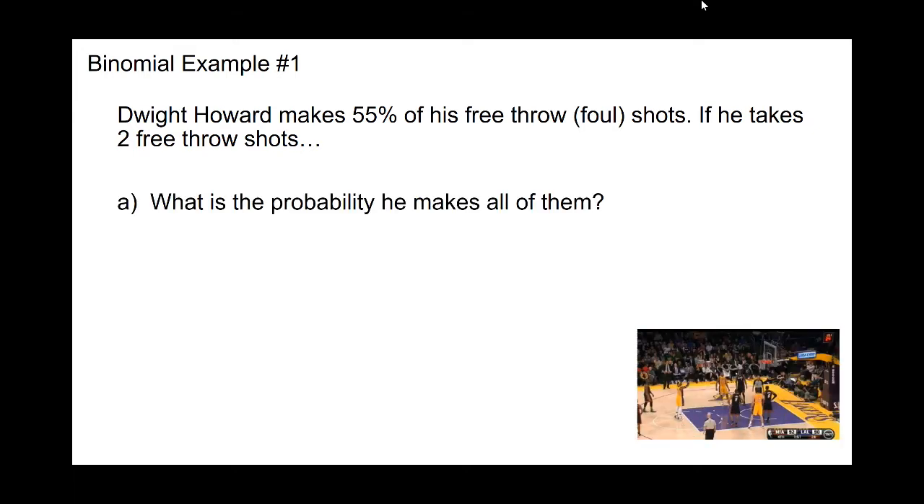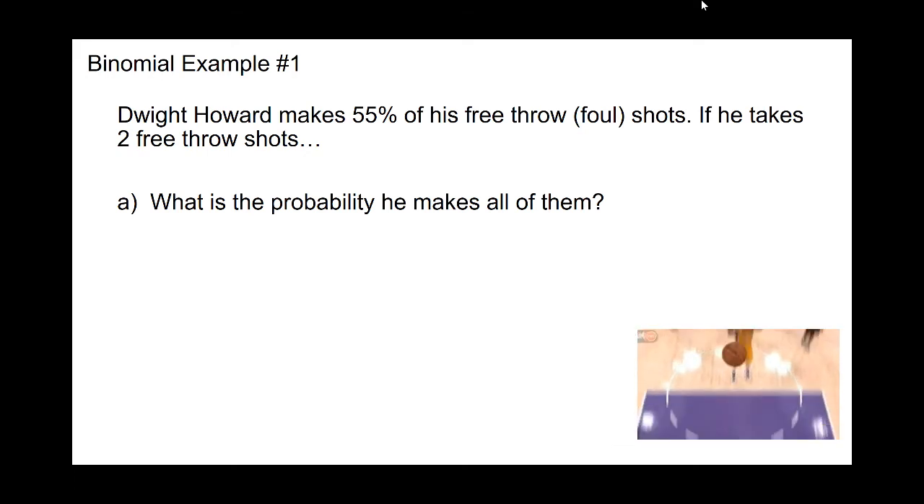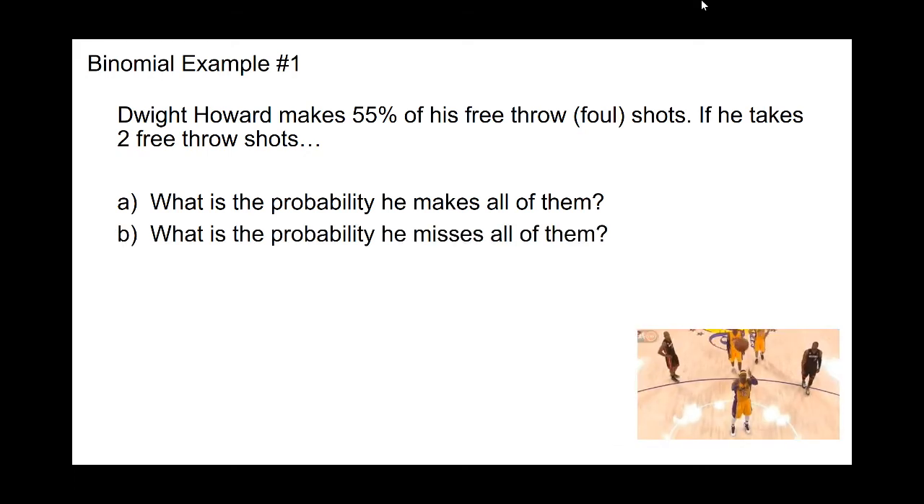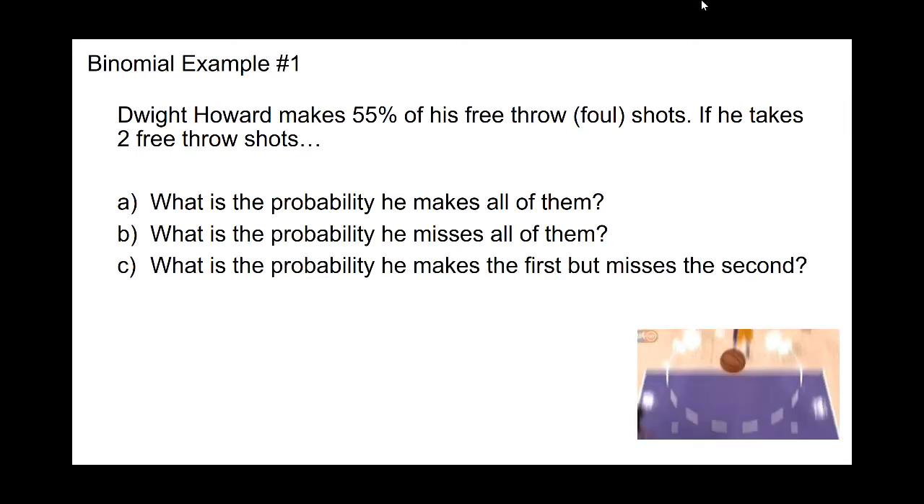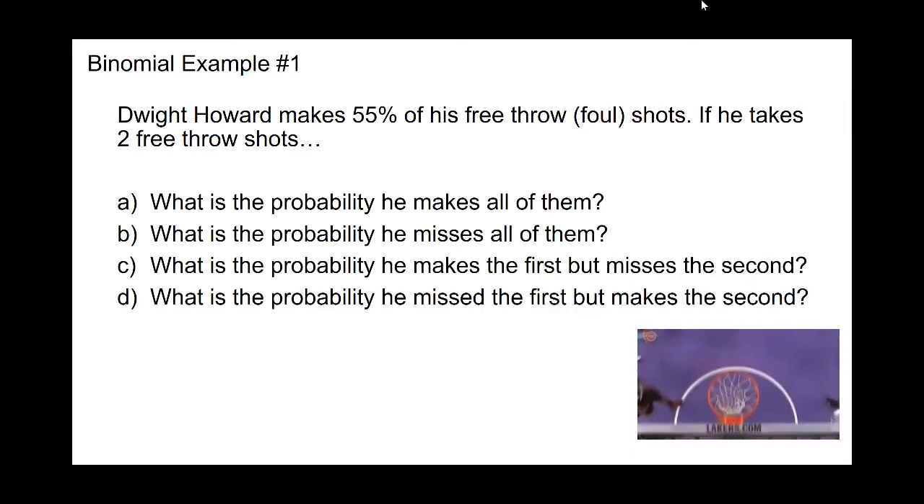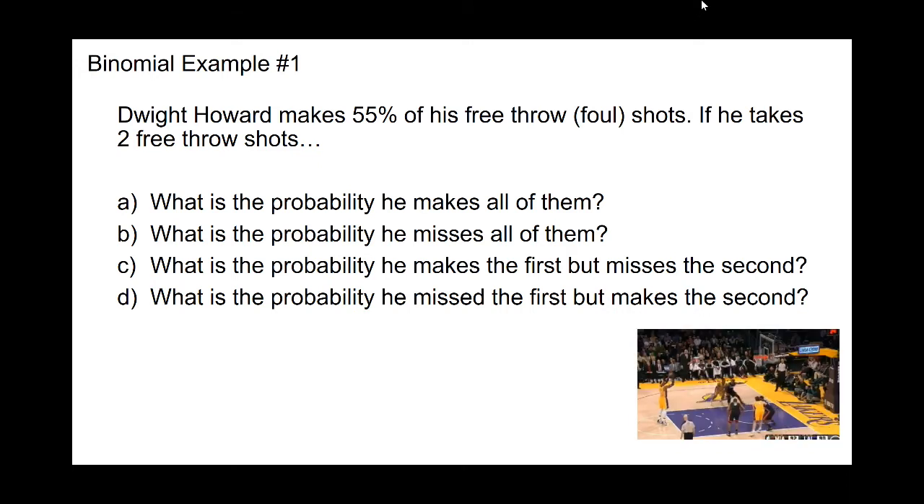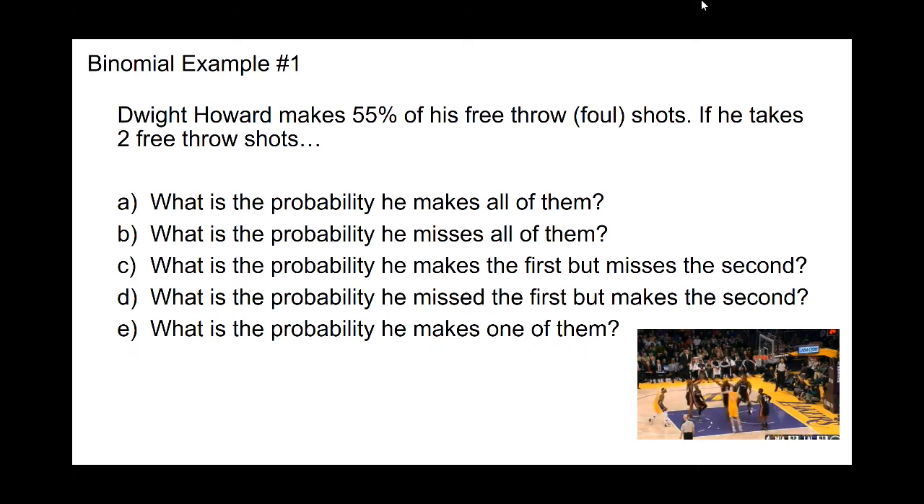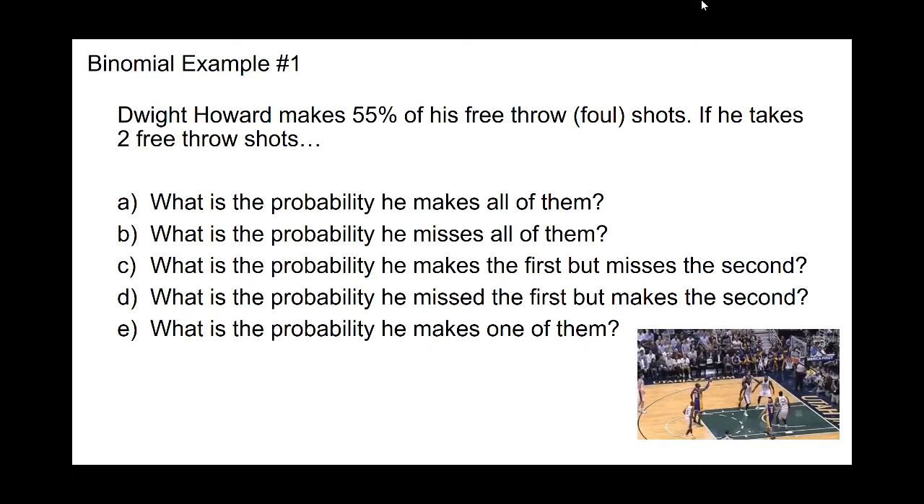Let's say that he takes two free throw shots. Let's consider the following. What is the probability he makes all of them? What is the probability he misses all of them? What is the probability he makes the first but misses the second? What is the probability he misses the first but makes the second? What is the probability he makes one of them?